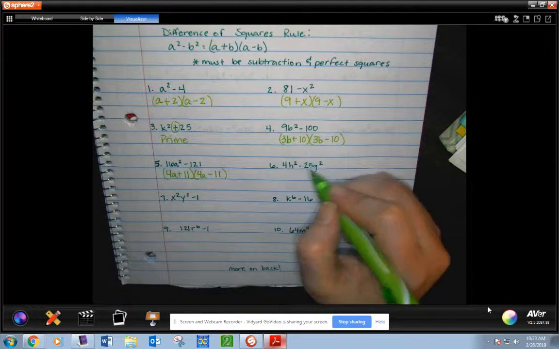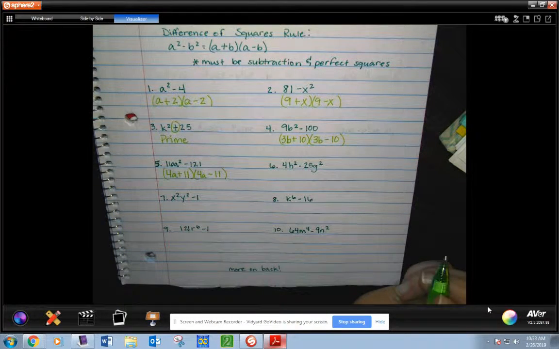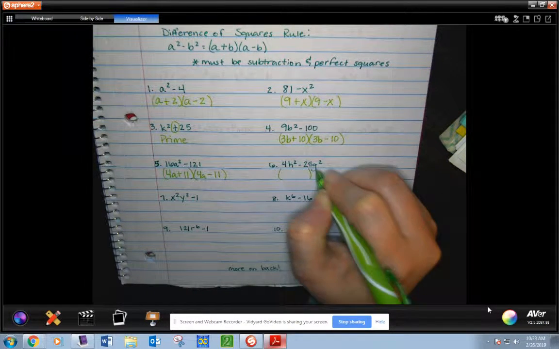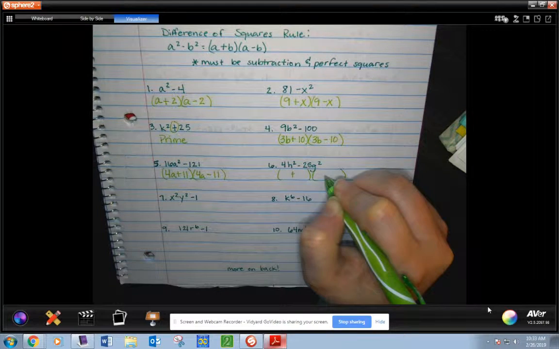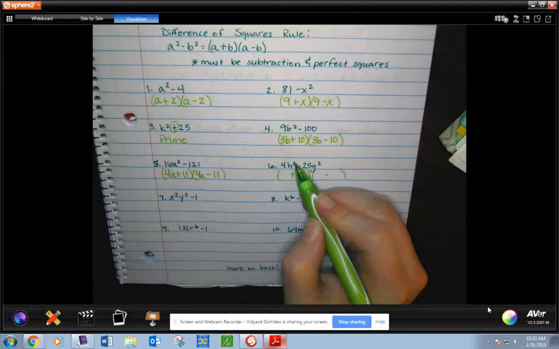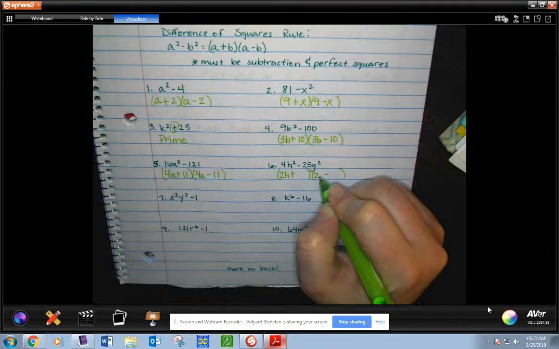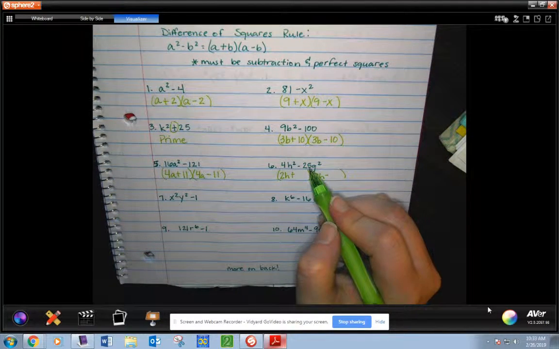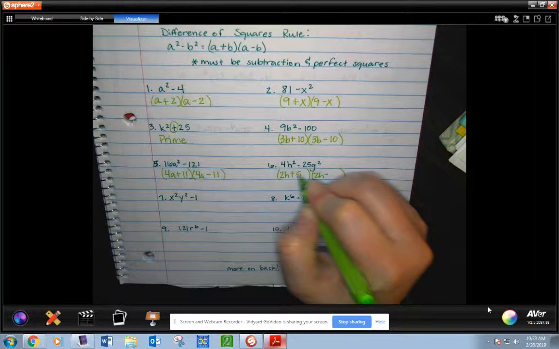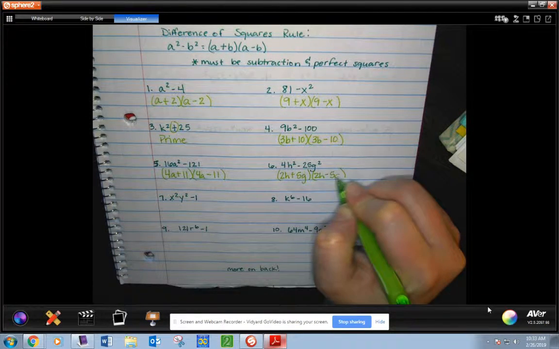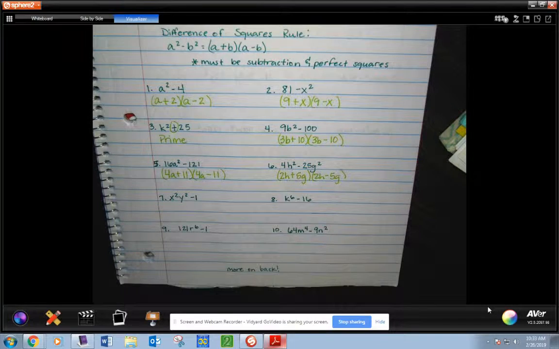Okay, 4h squared minus 25g squared. So now you're going to see two letters. Not a big deal. They are perfect squares, so you're going to open them up and put a plus and put a minus. 4h squared, well, we already know 4 becomes 2, so we're going to put 2h because we got to split the letter. And 25 becomes 5, so I'm going to put 5, and I got to split the g, so 5g. Now, if you double distribute, you'll get back to what you need to.